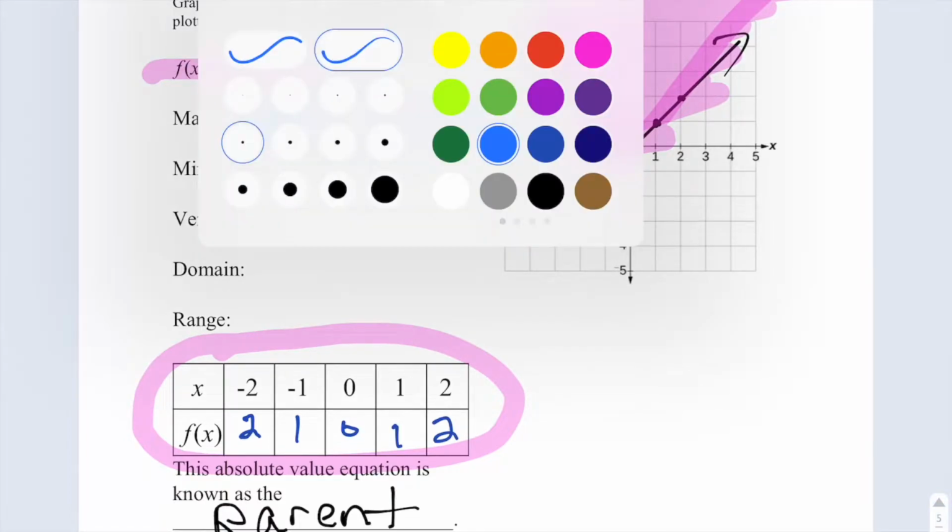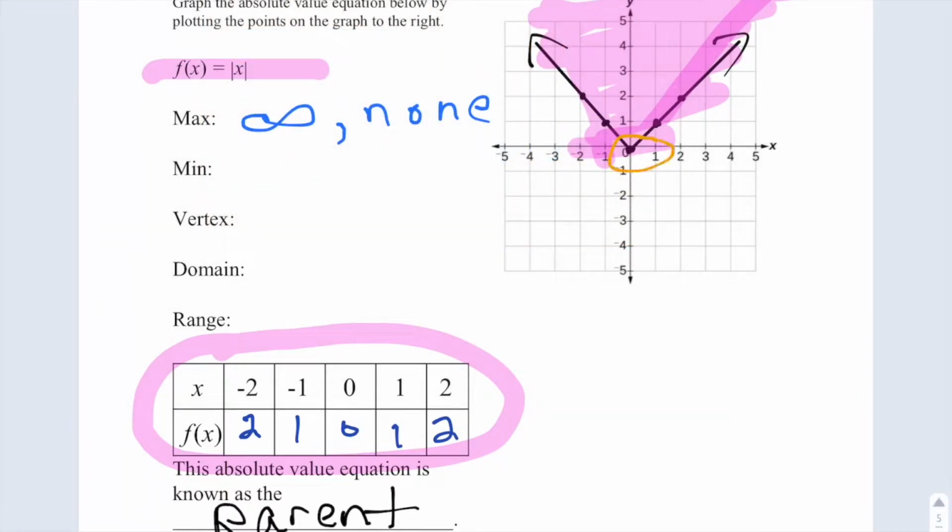However, we do have a point for our minimum, and it's the vertex right there. So if we know that the vertex of the parent function, if you remember from Tier 1, was 0, 0, and if you don't remember, you can look right here and count it off and see that it's at the origin, which is 0, 0. Then you know that your min for the parent function is also 0, 0, or some people just write the min as 0 using the y value, which is the up and down.